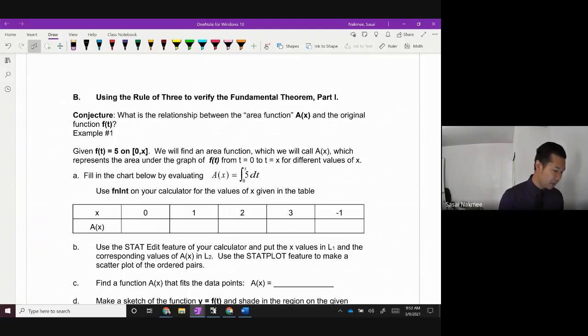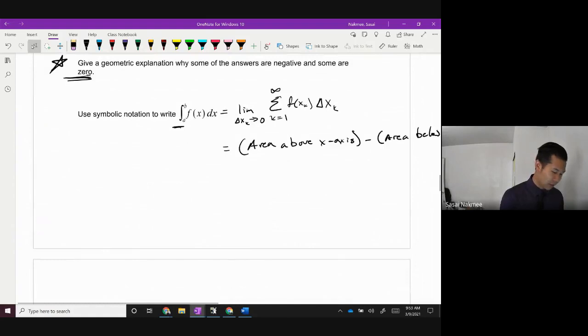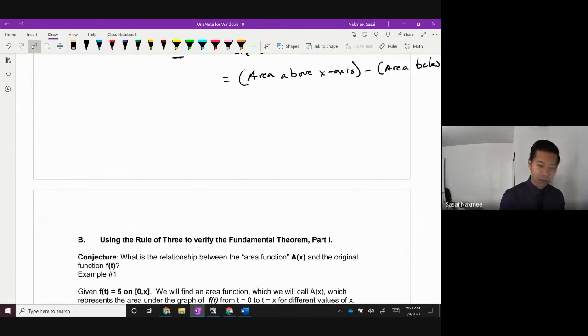Can you go to the definition, please? Of course. Was it this one up here? Wait, which definition? Oh, up here? There we go.